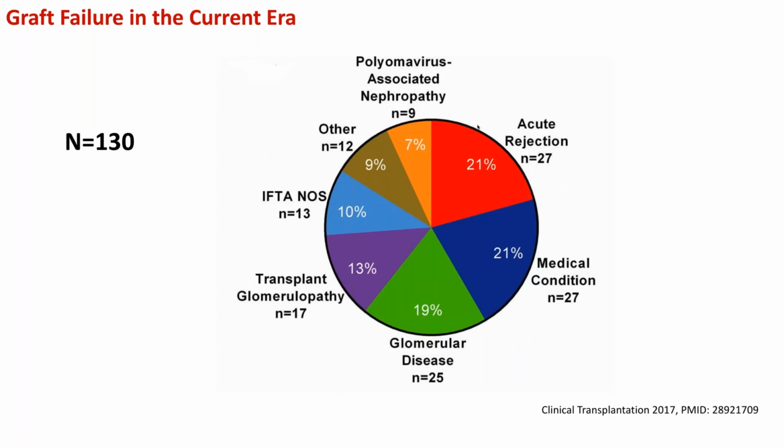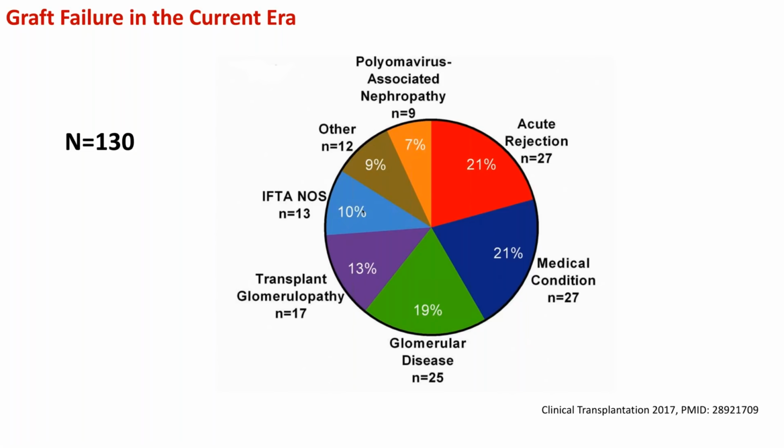Now, this is our own study of 130. We did a matched case control study of 130 kidney allograft failures. You can see here, acute rejection contributes about 21%. Several medical conditions put together, about 21%. Glomerular disease that is not transplant glomerulopathy, for example a de novo membranous or a recurrent diabetic nephropathy, contributes about 19%, and transplant glomerulopathy about 13%.